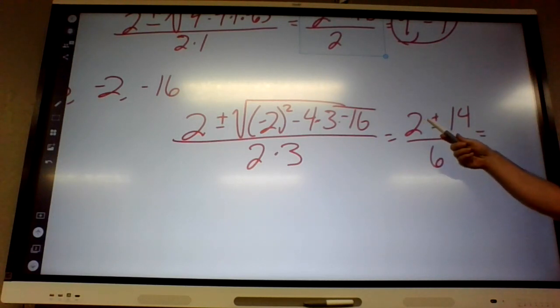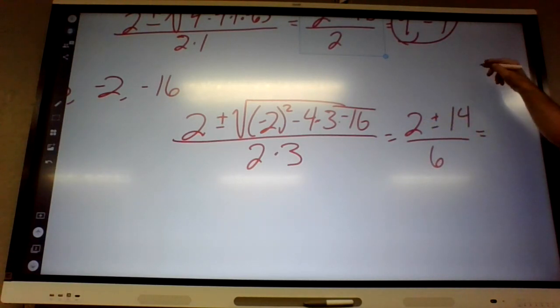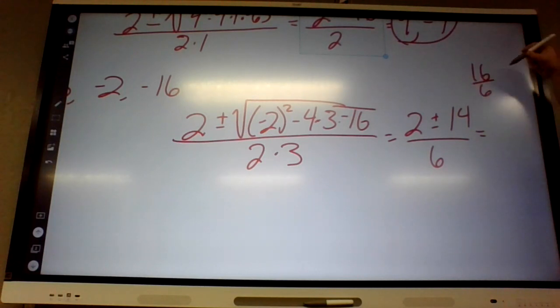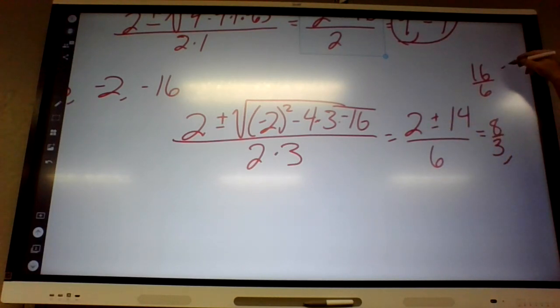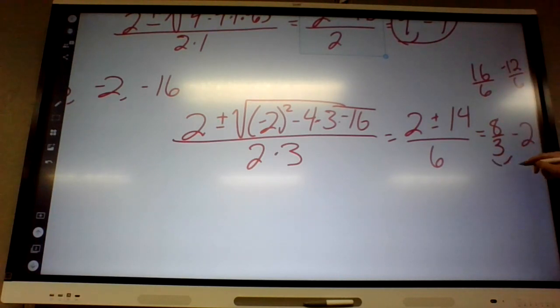Alright, so 2 plus 14, 16, divided by 6. Doesn't divide well, but it reduces to 8/3. 2 minus 14 is negative 12, divided by 6 is negative 2.